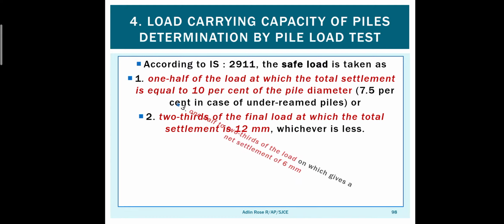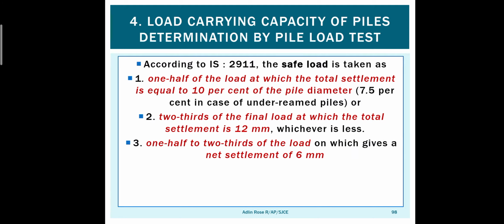And the third method to find the allowable load is 6 mm corresponding on the net settlement curve. You should take the load and multiply by 2 by 3, and that will give you another load, a safe load. So there are three methods to find the safe load, and which is taken as the correct answer? Whichever of the three is the least, we take it as the correct answer.